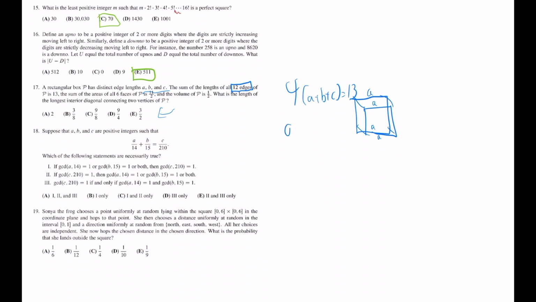Okay, so now A plus B plus C is equal to 13 over 4. The sum of the areas of all 6 faces of P is equal to 11/2. That's AB plus BC plus AC, and it's times 2 because, again, each face is counted 2 times. That's equal to 11/2. So then AB plus BC plus AC is equal to 11/4. That's actually all the information we need to solve this problem. So the volume of P is 1/2, doesn't matter at all, but let's just write it anyway, because you wouldn't have known that during the test.